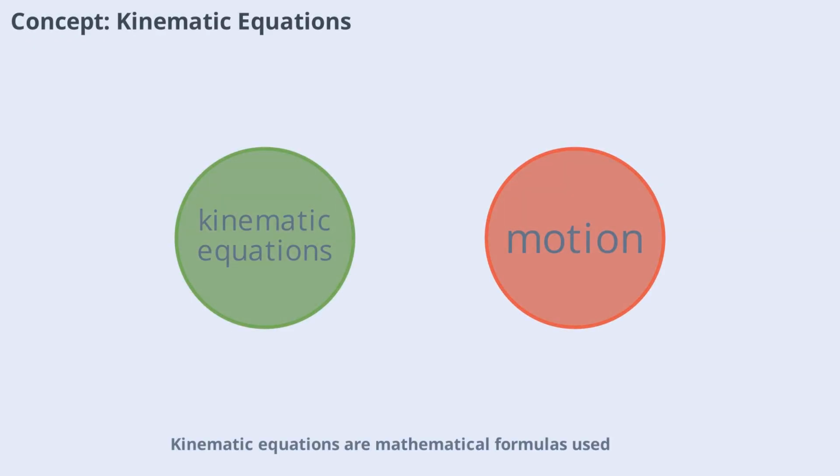Kinematic equations are mathematical formulas used to describe the motion of projectiles. They relate displacement, velocity, acceleration, and time, allowing us to solve for unknowns in projectile motion problems. Mastery of these equations is essential for anyone studying biomechanics, physics, or engineering.